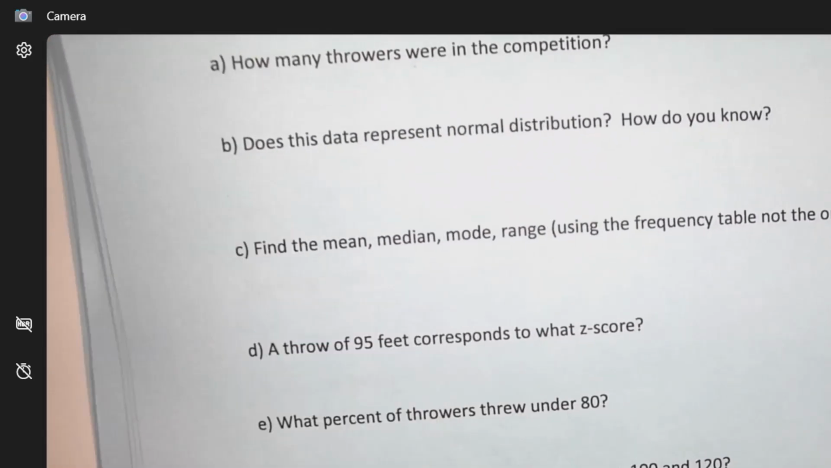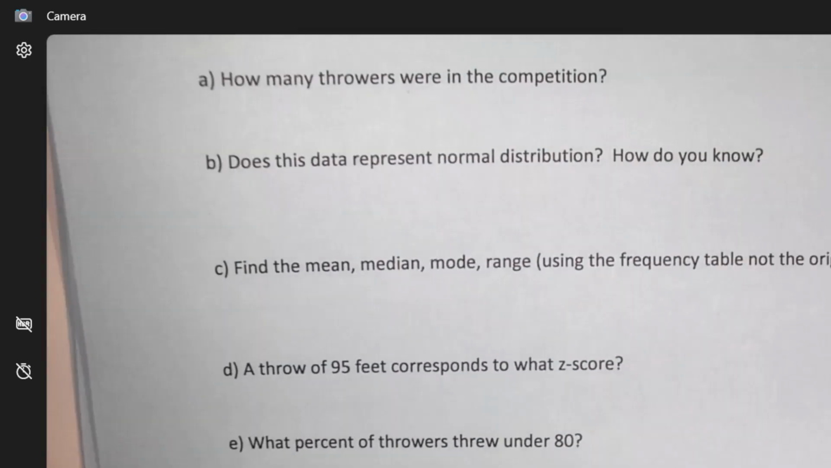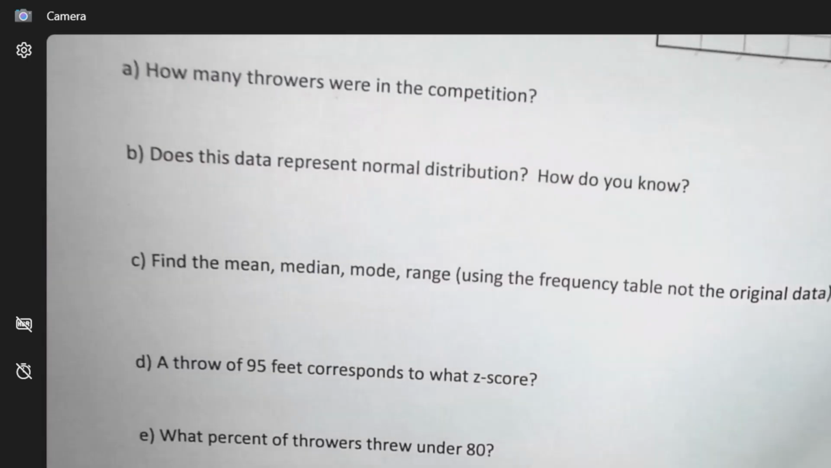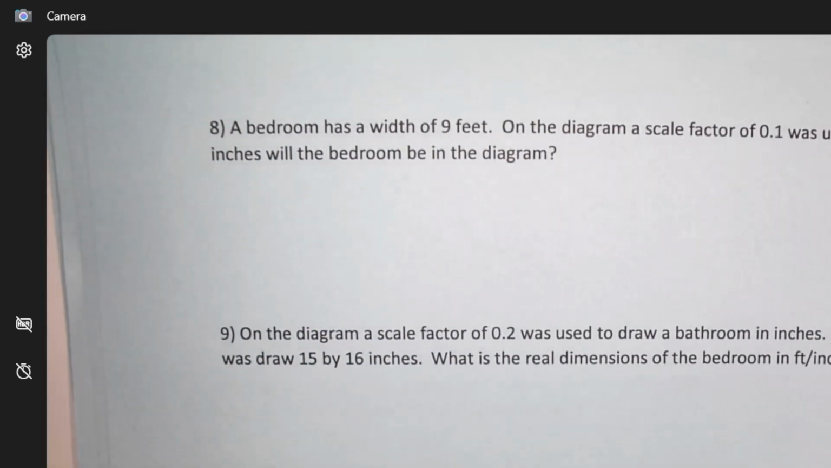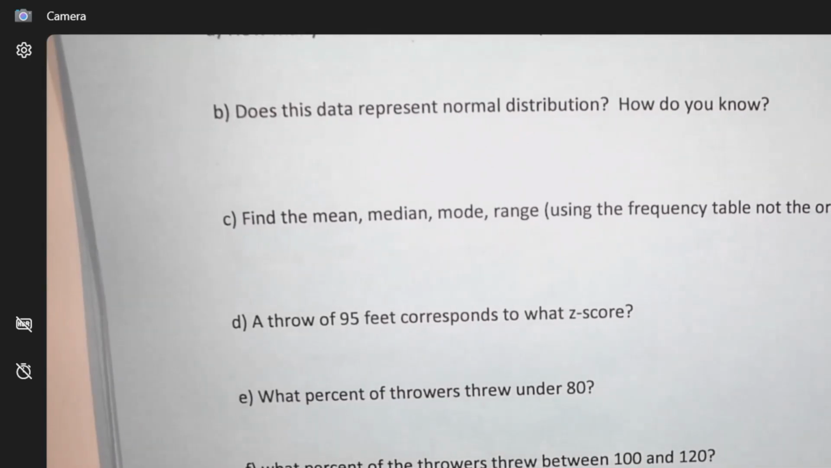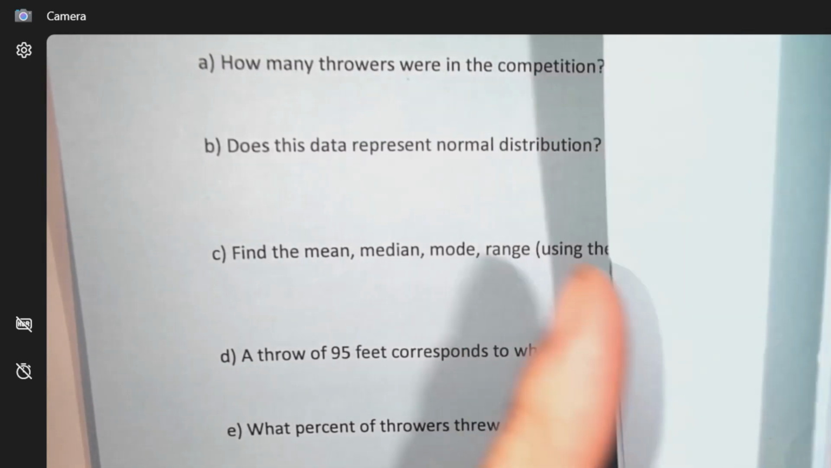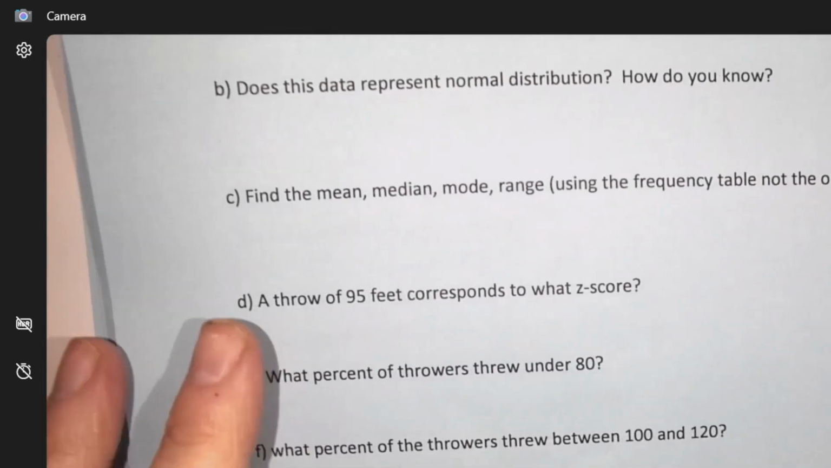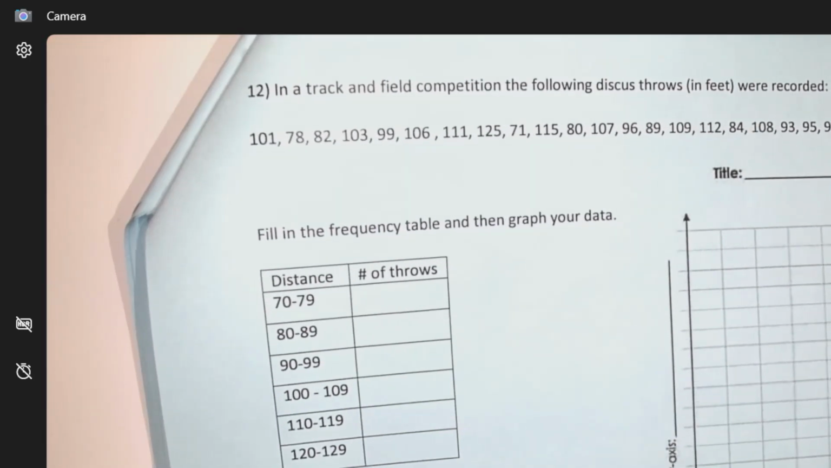Okay, one more page of stats. Okay, so my plan is quadratics all day tomorrow, and then on Thursday, we'll do the last 2 units. Okay.